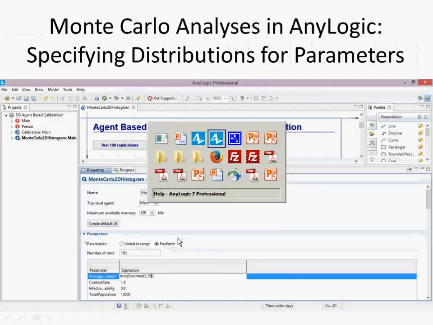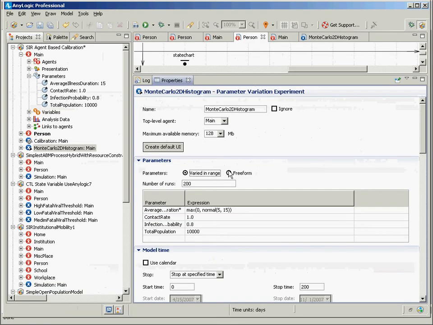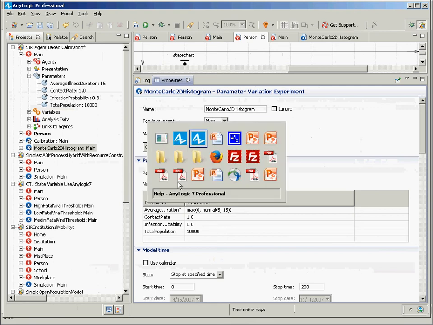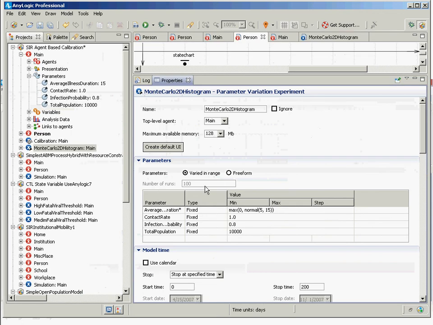Okay, this says free. Oh, that's interesting. Okay, so we want freeform. Yeah, I think something like that's going on. I think you're right. That looks to me like a bug. It's happened twice now, several times. Okay, thank you very much, Gil.